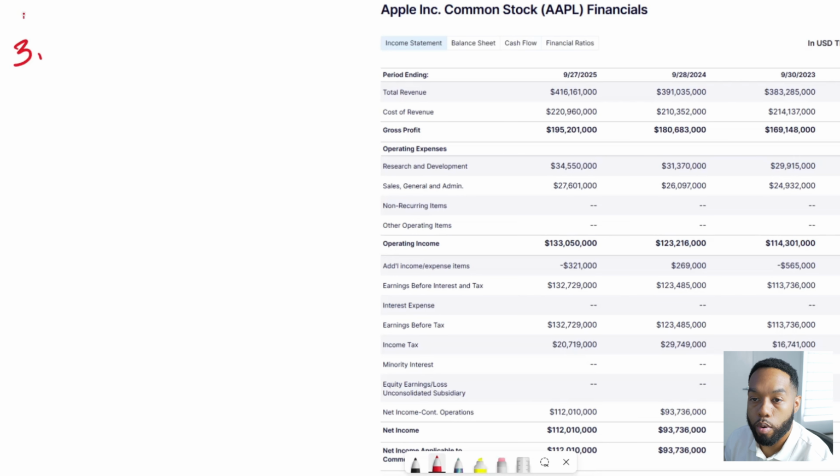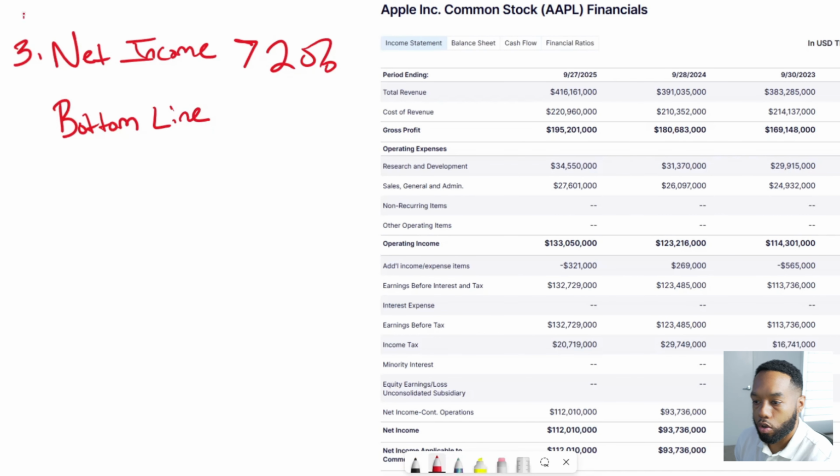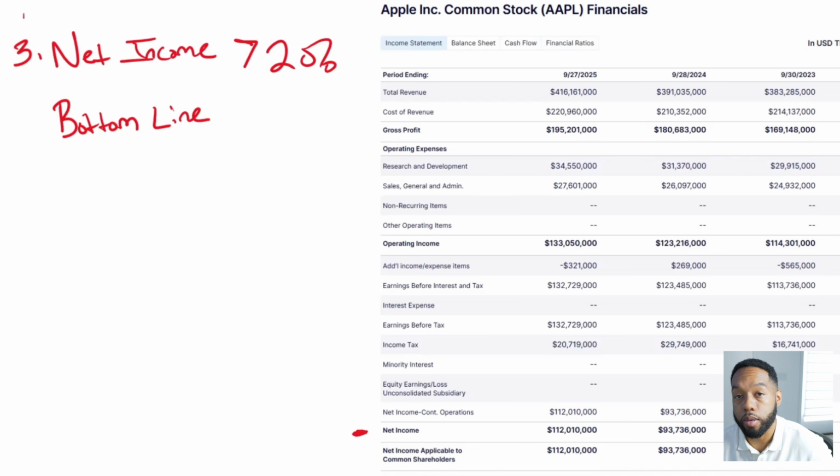So metric number 3 that Warren Buffett wants to see is net income above 20%. And this is also what we call the bottom line. So here at the bottom, we have our net income line. And net income is the money that the company keeps after everything is paid off. So we have our total revenue right here. This is the total amount of sales that we made.